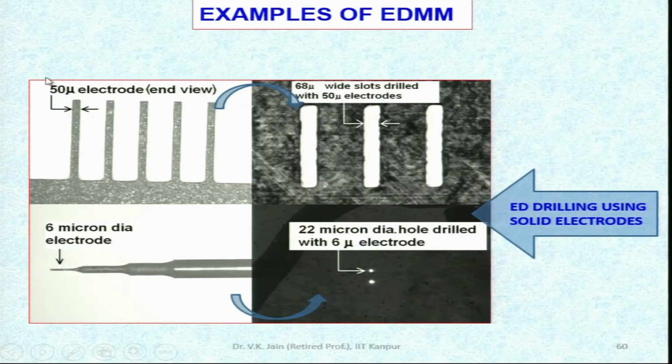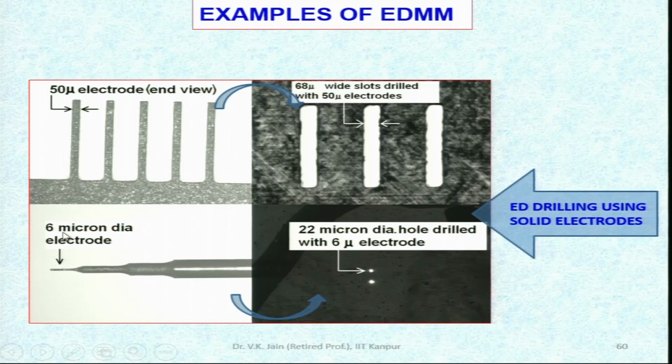Now, another example, this is the 50 micrometer electrode end view. These are the 5 electrodes which are used, 68 micron wide slot, these are the slots. 50 micrometer electrode is there, which is used for making the slots over here. As you can see here, 68 micron slots are there using these tools. So, you can simultaneously make 5 slots at the same time.